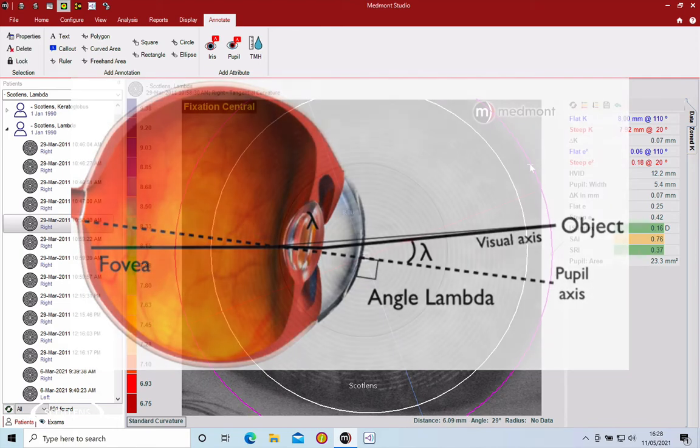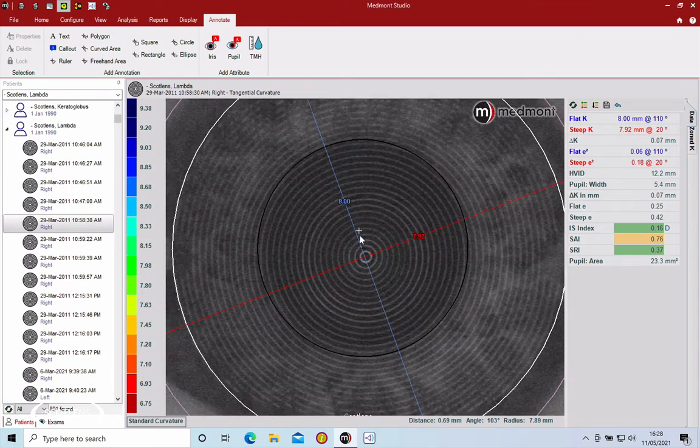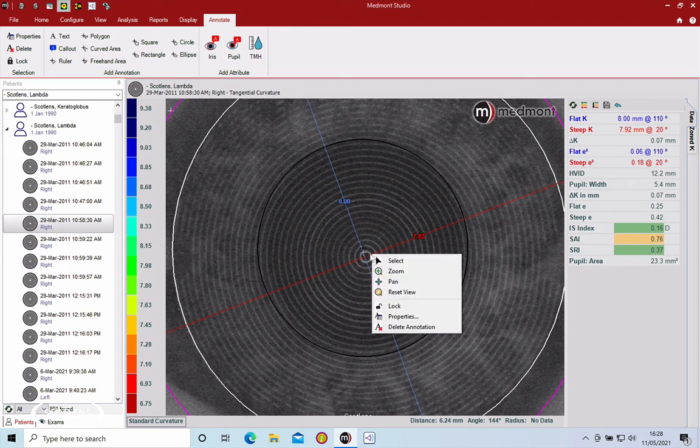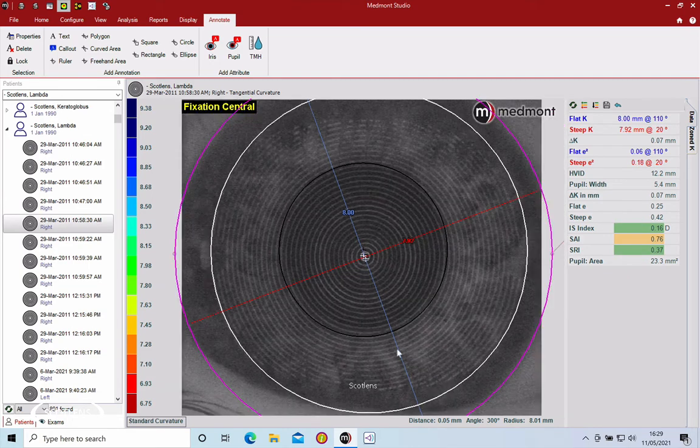So if we click on the HVID, we can see that the purple cross is pretty much right on the fixation. So we can see that there's almost no measurement of the angle lambda in this patient, about 0.1 millimeter. So this patient is a really good candidate for any of these complex visual optics, such as concentric lenses. So that's a good candidate. We expect the lens to center. Let's have a look at some other examples.